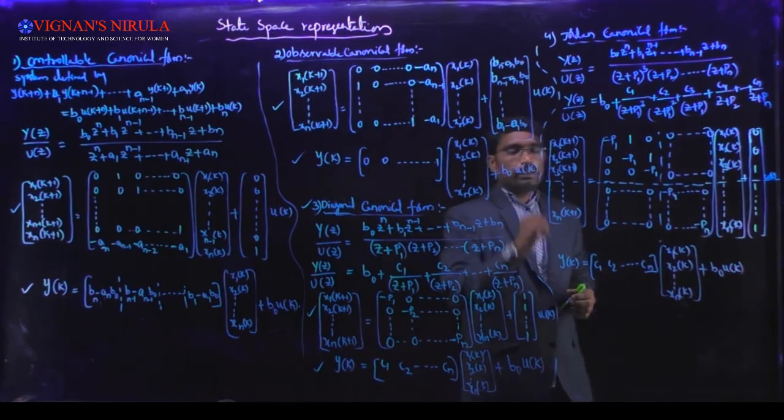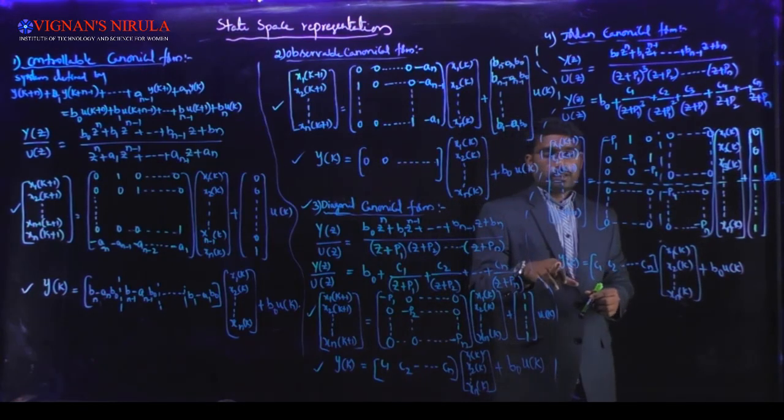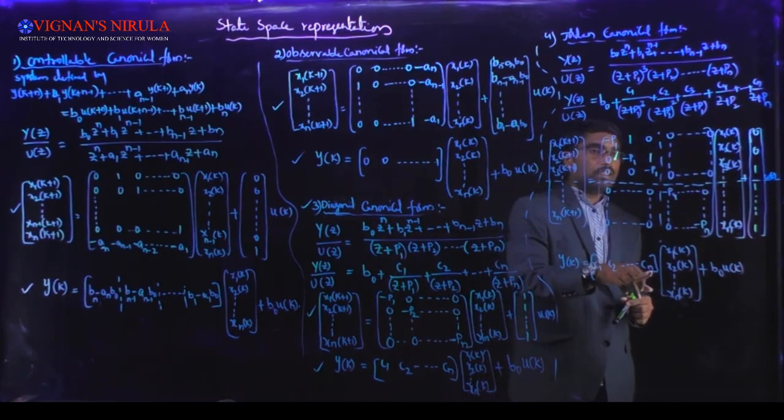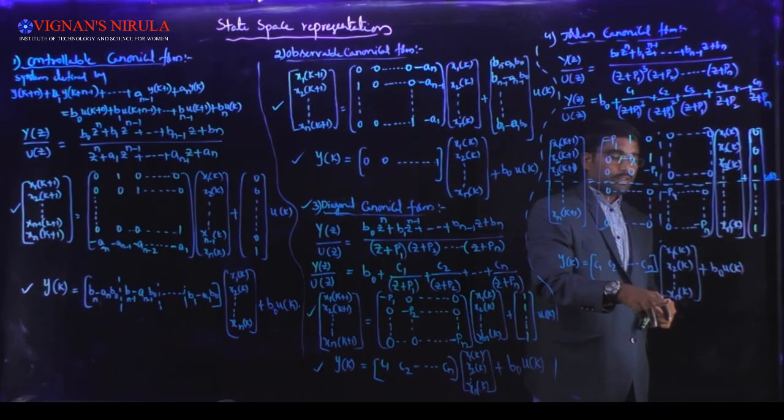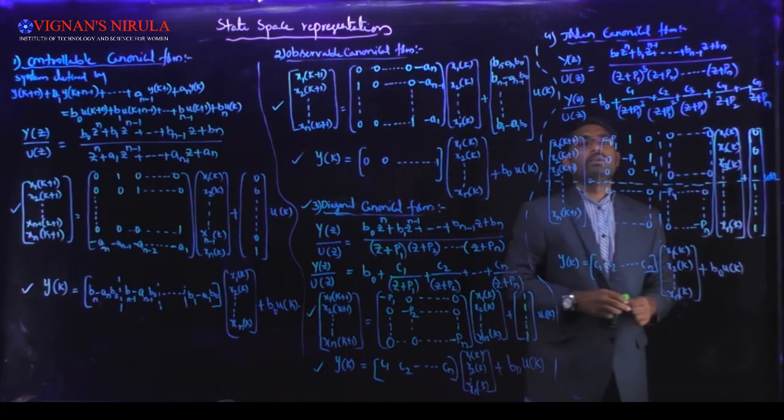In this way, you can write the state equation. Output equation: y of k equals c1, c2 and so on cn. These are the values into x1 of k, x2 of k, and so on up to xn of k, plus b0 into u of k.